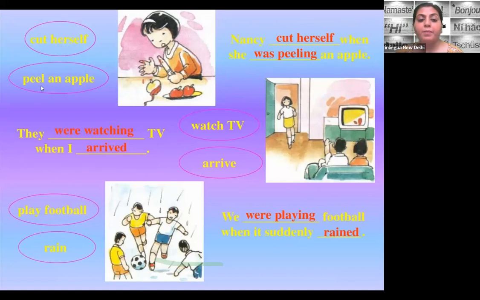Cut herself, peel an apple. Nancy cut herself when she was peeling an apple. You can also say Nancy cut herself while she was peeling an apple. But you cannot say Nancy was peeling an apple while she cut herself. No. You need to use when before the simple past. Some more examples. They were watching TV when I arrived. We were playing football when it suddenly rained, or when it suddenly started to rain.